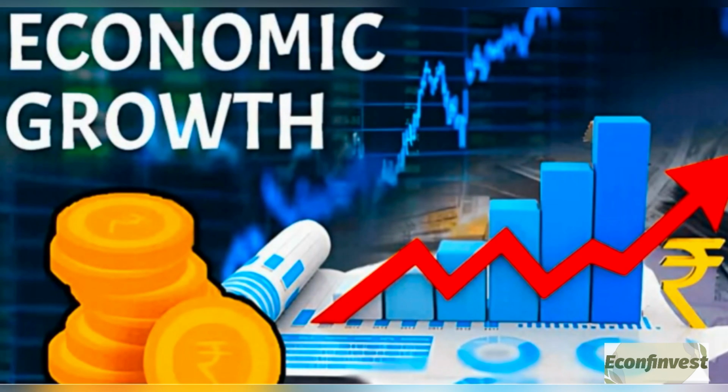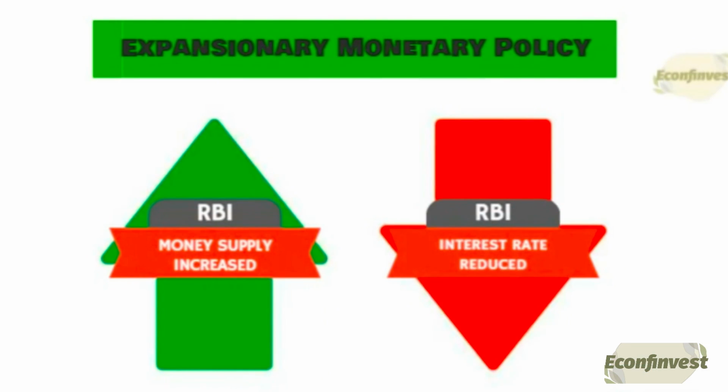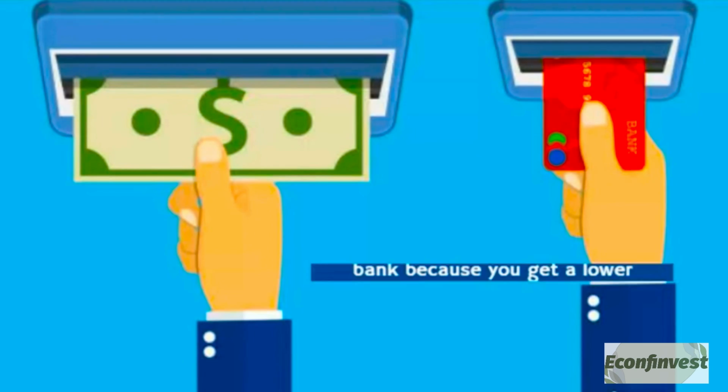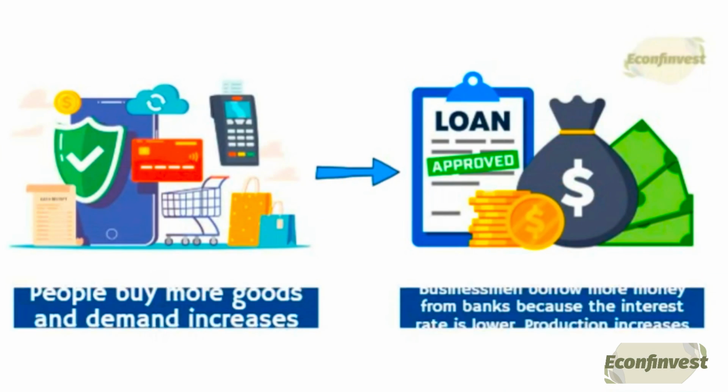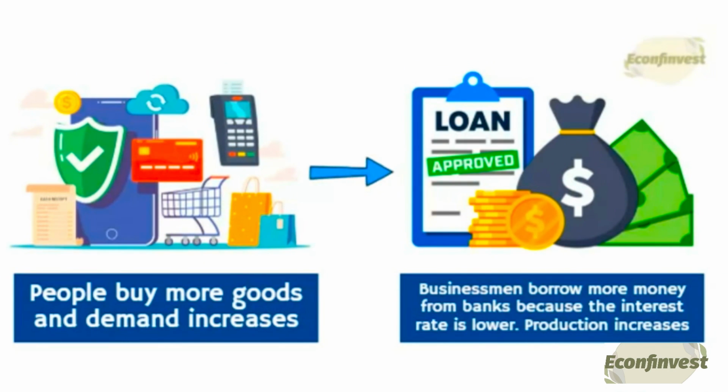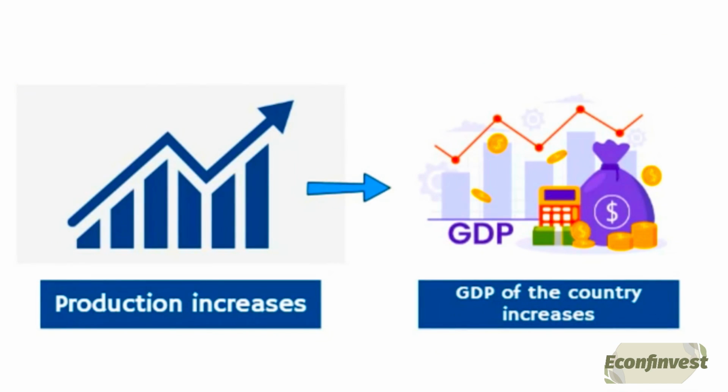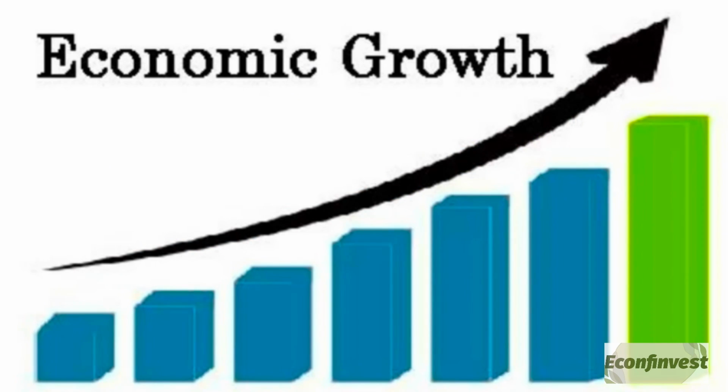How is a country's economic growth achieved? By implementing expansionary monetary policy, the central bank increases the money supply and lowers interest rates. You withdraw your money from the bank because you get a lower interest rate. You buy more goods, and demand increases. Businessmen borrow more money from the bank because interest rates are lower. By taking loans, businessmen increase production. As production increases in the economy, the country's GDP also increases. This leads to economic growth.